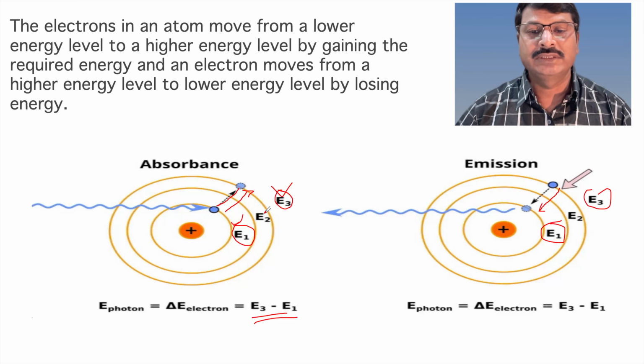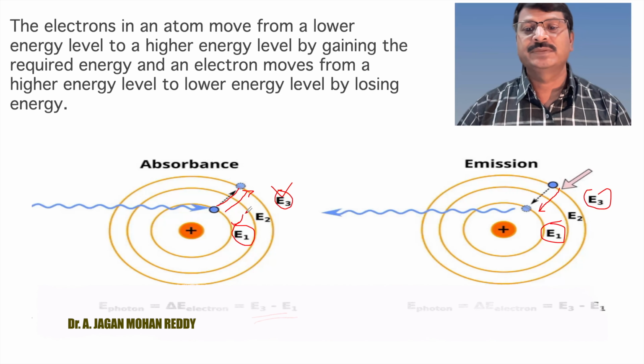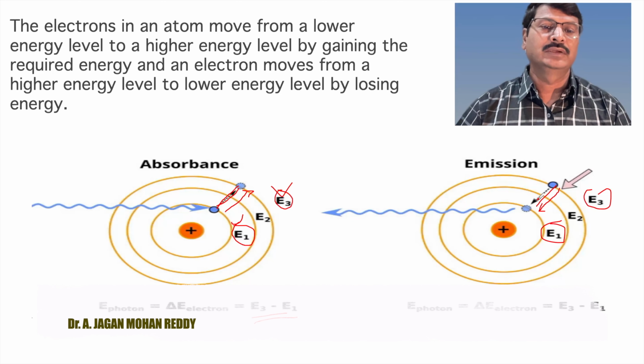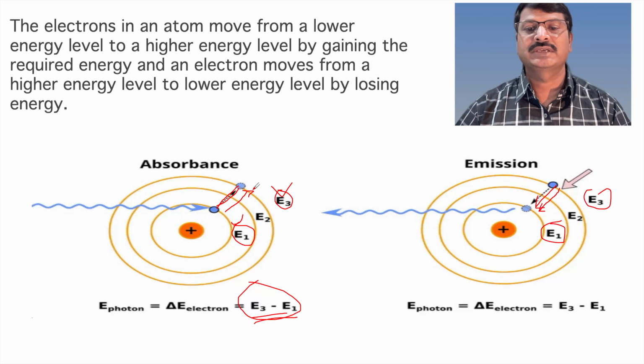So the energy change takes place when an electron moves from one energy level to another. It takes place by absorbing energy going from lower to higher energy level, and by releasing energy going from higher to lower energy level. This amount of energy change will be equal to the energy difference between these two energy levels, like first and third, E3 minus E2.